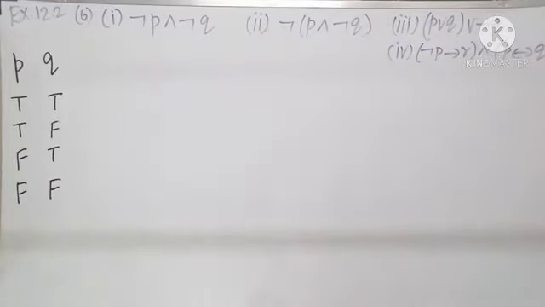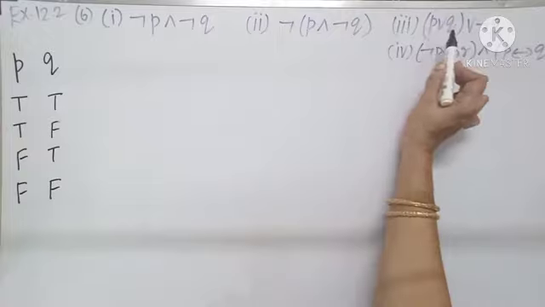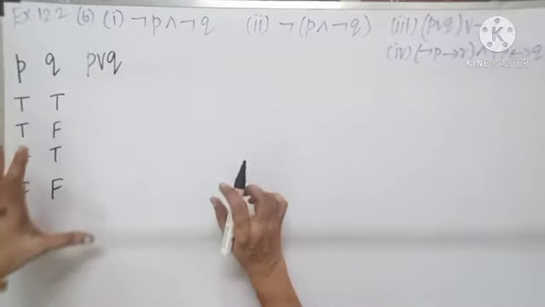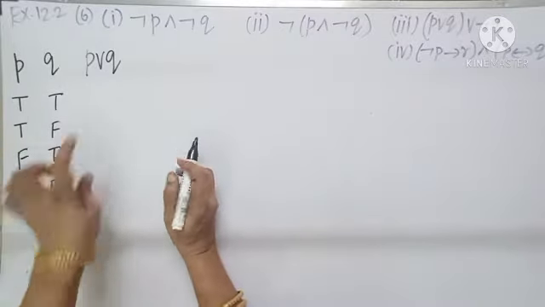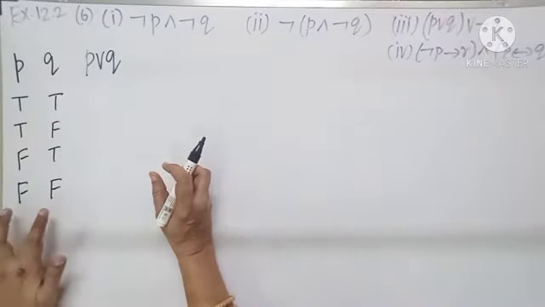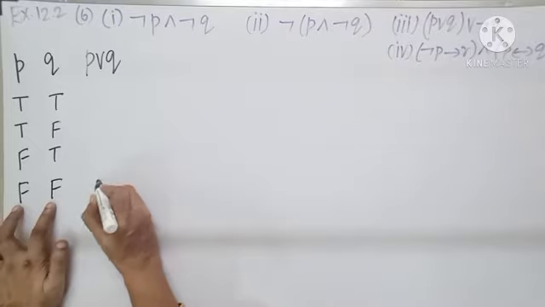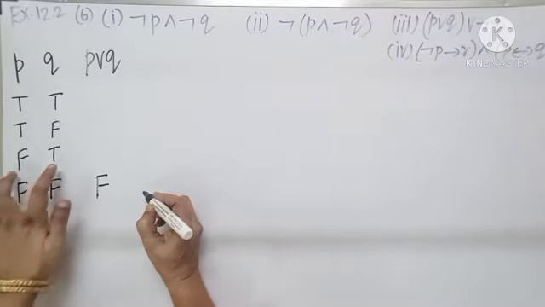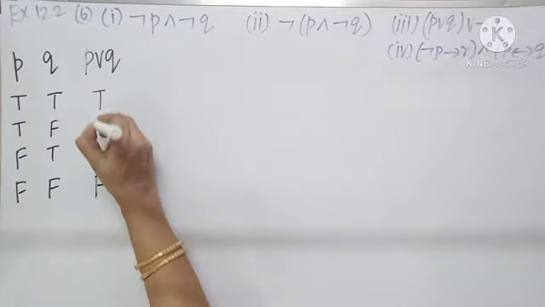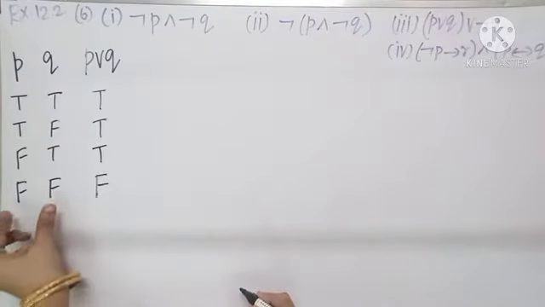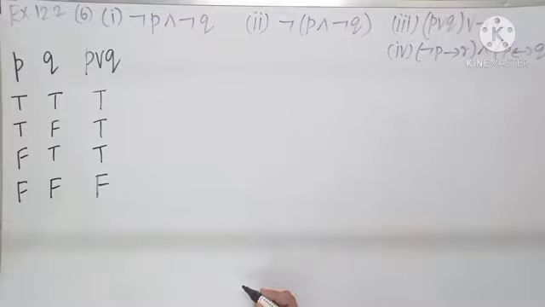Third subsection, we need to find P or Q. What does this word OR tell me? If at least one is true, my answer is true. If both are false, my answer is false. In all other cases, with a minimum of one true, my answer is true. Both are false, my answer is false.